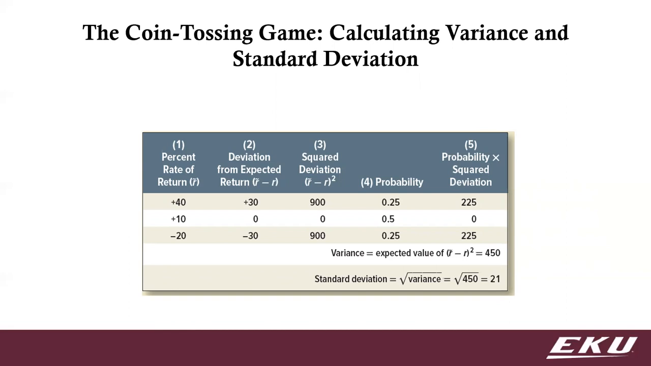How far is 40 from 10? It's 30. How far is 10 from 10? 0. How far is negative 20 from 10? It's negative 30. You square those, so you see in column 3, just square 30, 0, and negative 30. You have a probability of each of those. You multiply the probability times that squared deviation, add those up, and that is your variance. Take the square root of the variance, and that shouldn't be equals, it's actually a close, about 21. It's not exact, but the square root of the variance is the standard deviation. So once you calculate the variance, you can get the standard deviation.